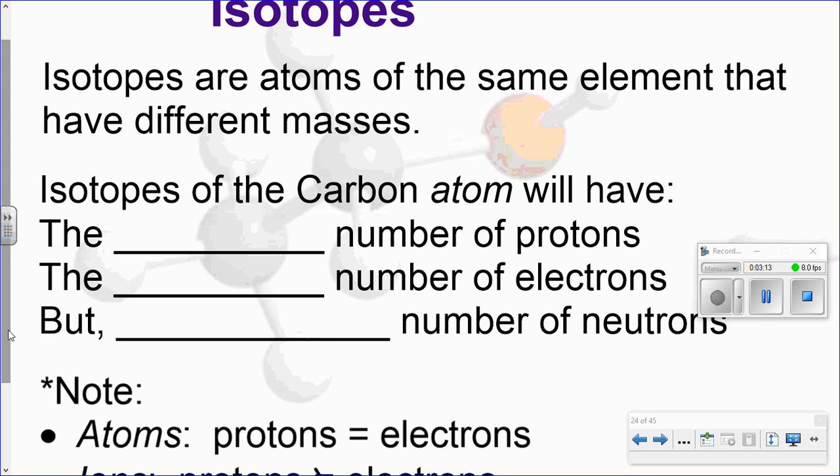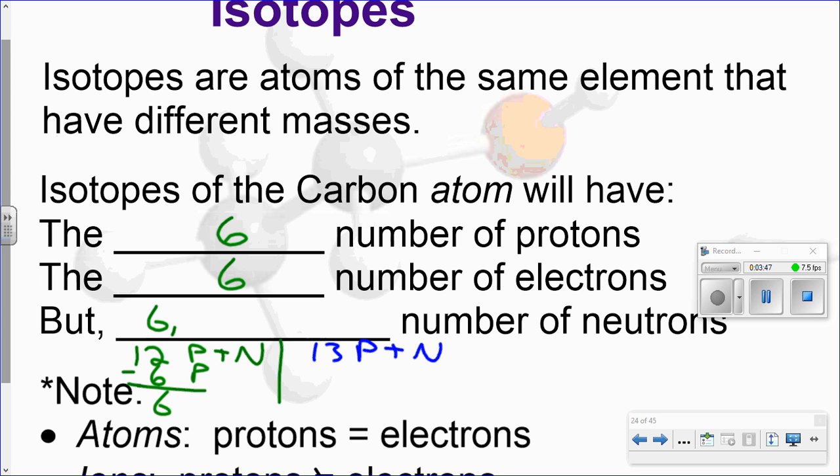So let's go over that. Isotopes of carbon will have how many protons? They will have 6 protons and 6 electrons, because they have to match in atoms. Now the number of neutrons will vary. If it's carbon-12, that means there are 12 protons and neutrons. Since it's carbon, it has 6 protons, so I just subtract and get 6 neutrons. If it's carbon-13, now I have 13 protons and neutrons. 13 is the mass number.